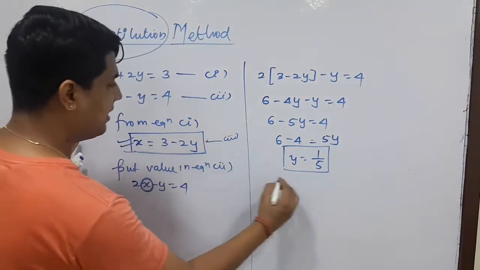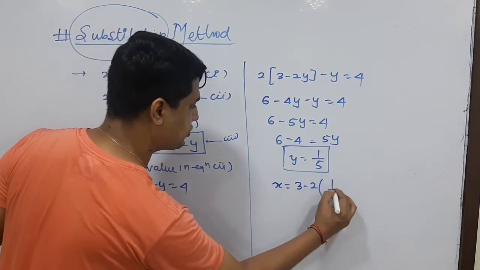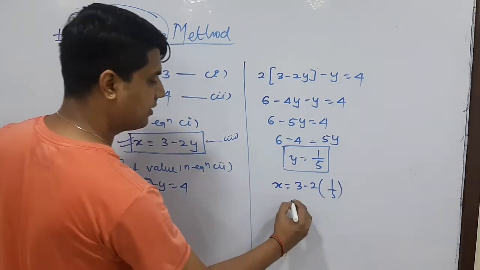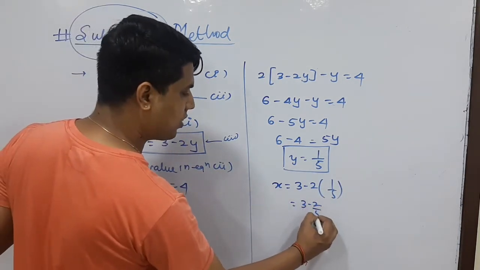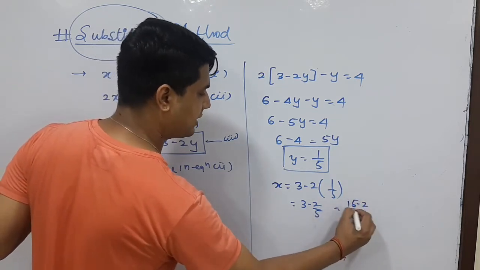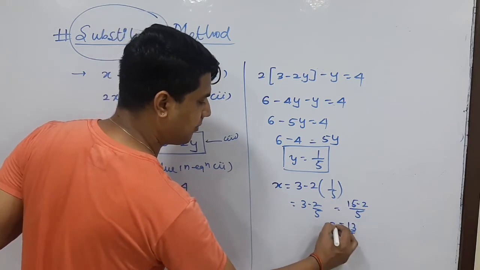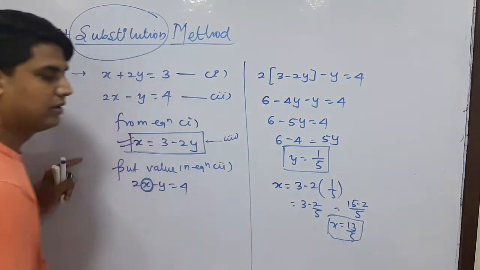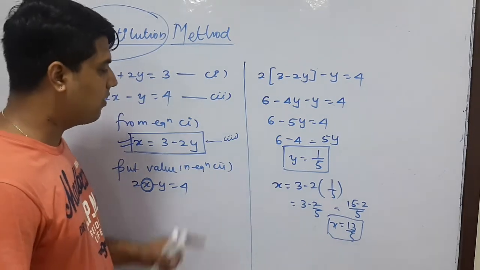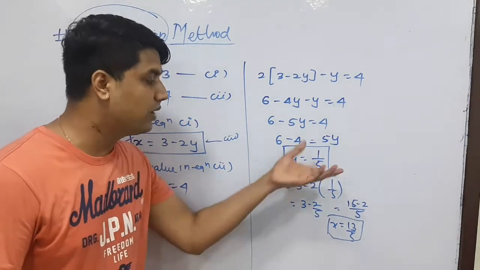When I put the value of y in equation 3, it becomes x is equal to 3 minus 2 into 1 upon 5. It is 3 minus 2 upon 5. It is 5 threes are 15, minus 2, upon 5. So the value of x is 13 upon 5.